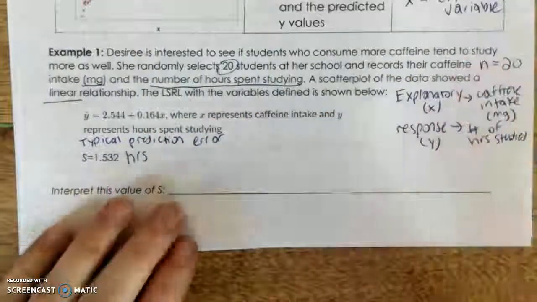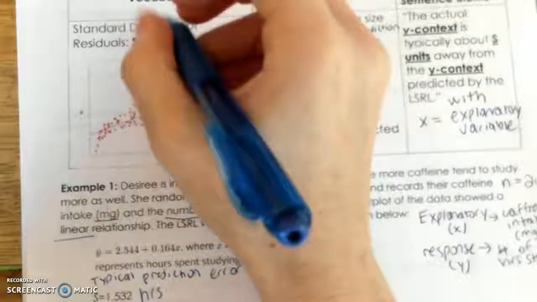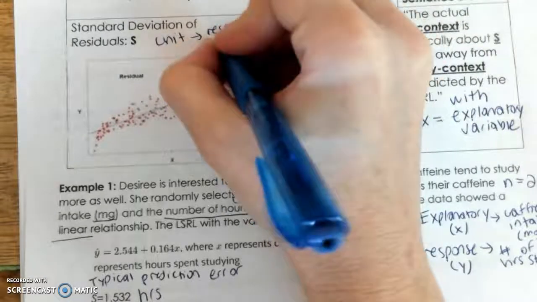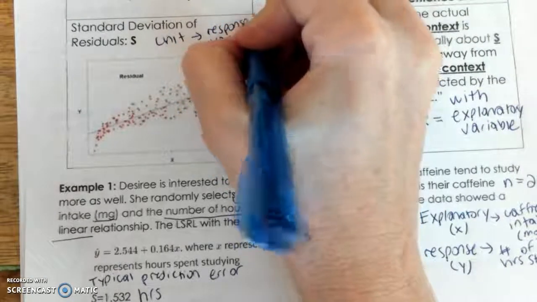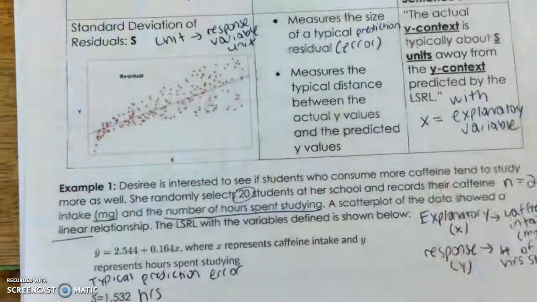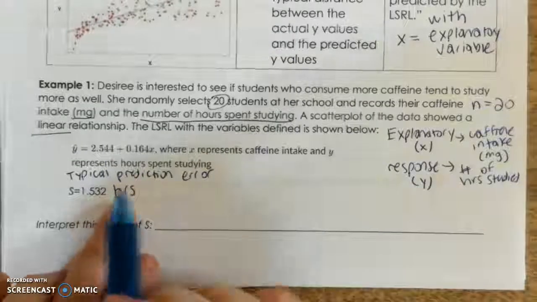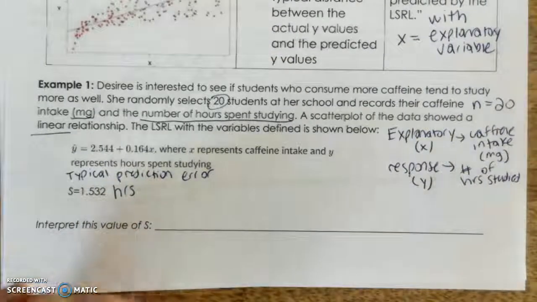So our unit for S, and I want you to write this back up here, your unit is always going to be your response variable unit. So anytime you see S, I want you to put the response variable unit right after that, hours.